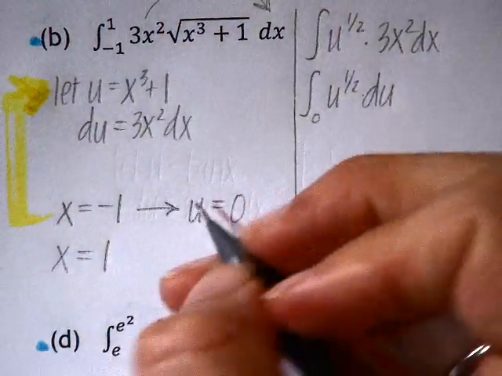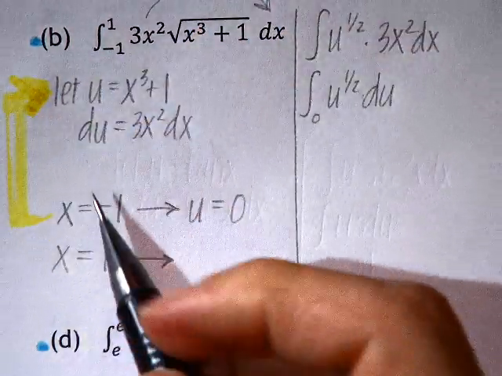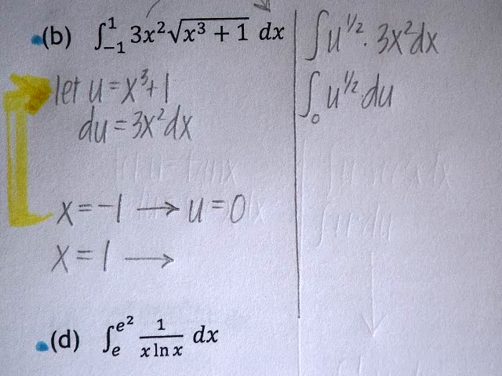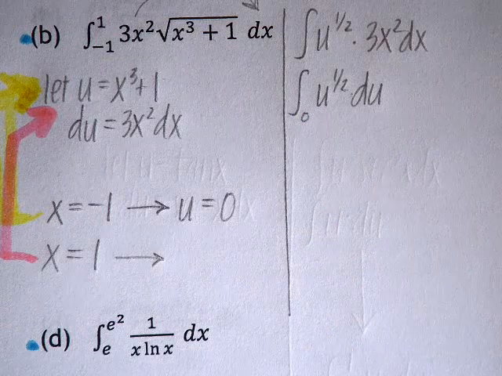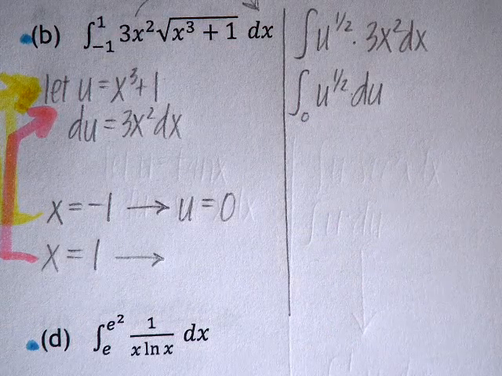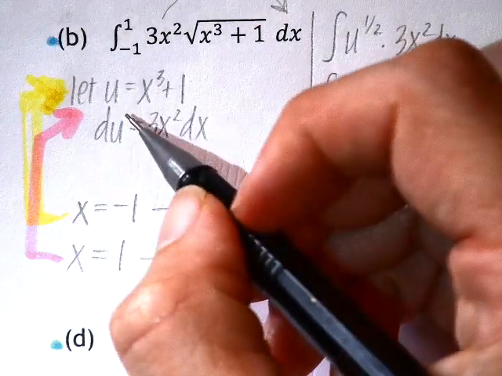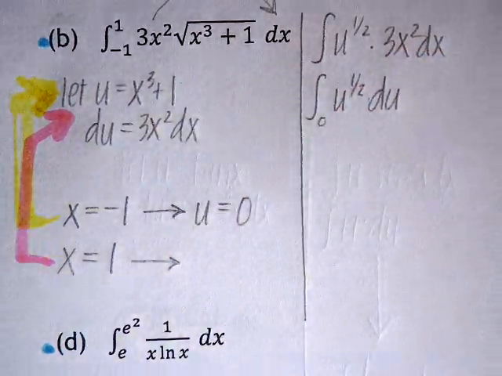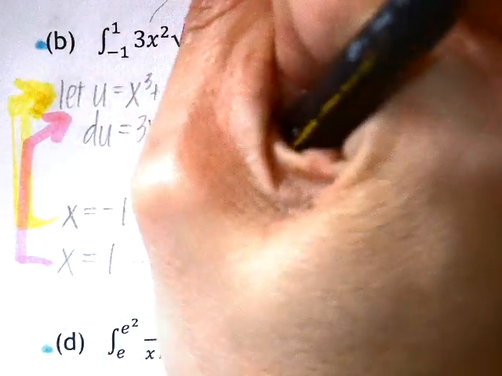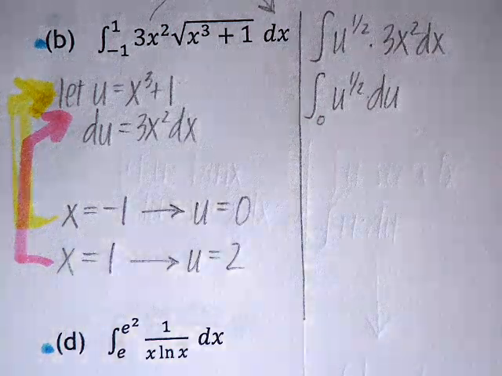The other x coordinate was +1. So I'll now take +1, and again, I will plug that in to my original u equation. Sorry, confusing. So if I plug in 1 into that equation, 1 cubed is 1 plus 1 is 2. So its converted u coordinate is 2.